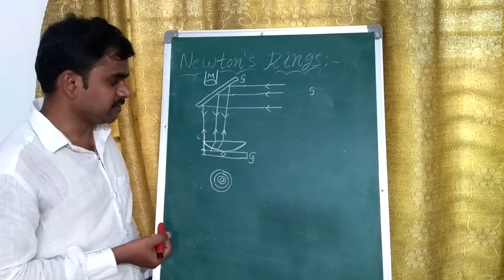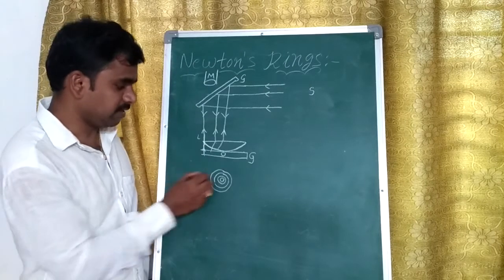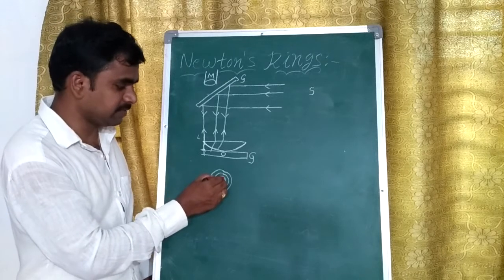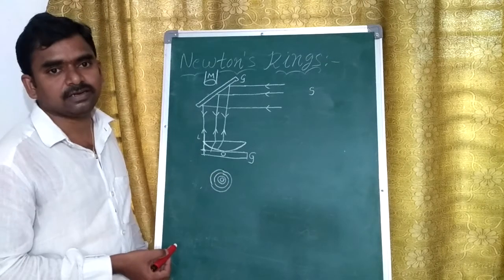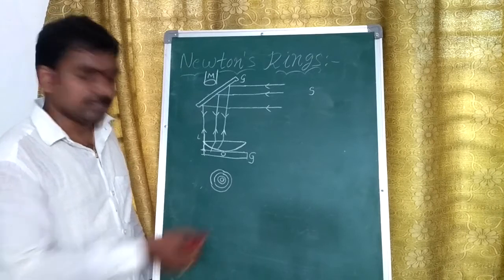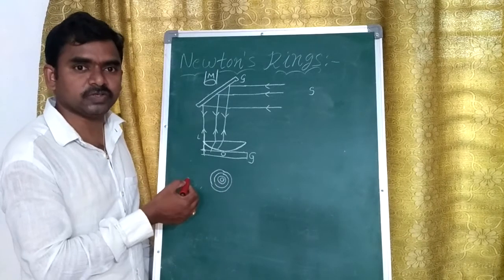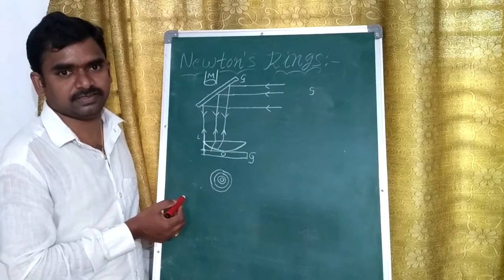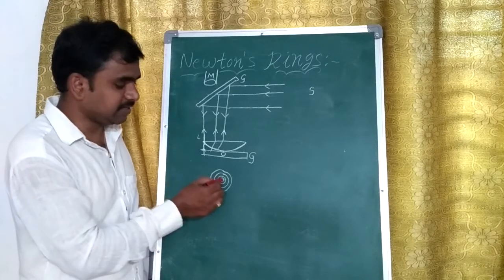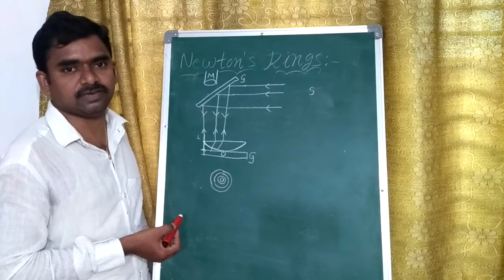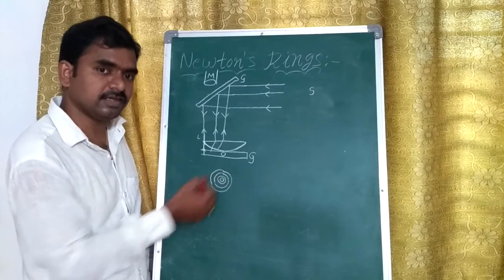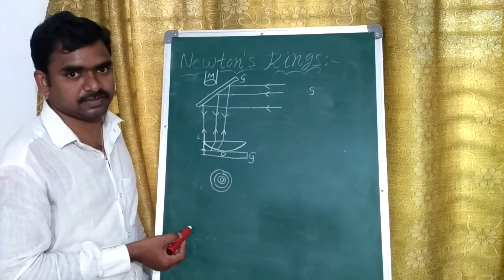First of all, we have to recall why some of the rings are bright and some of the rings are dark. The bright rings are due to constructive interference and the dark rings are due to destructive interference.